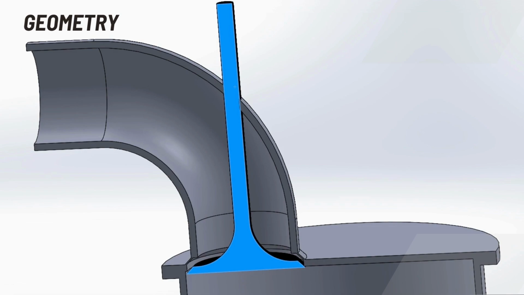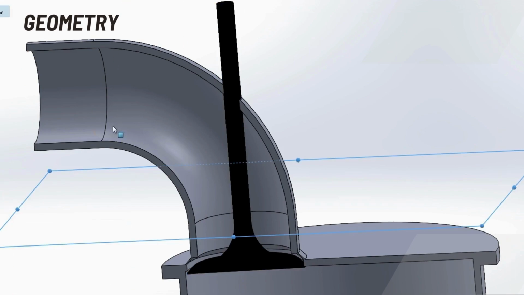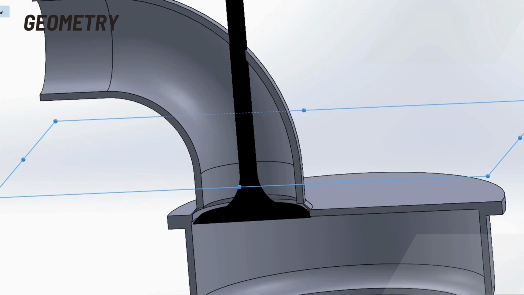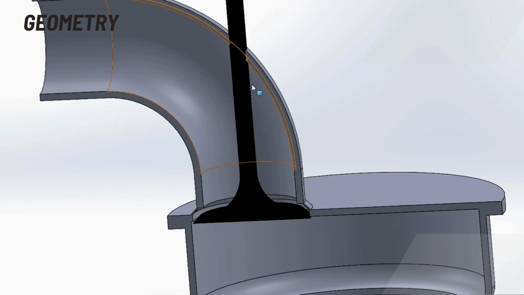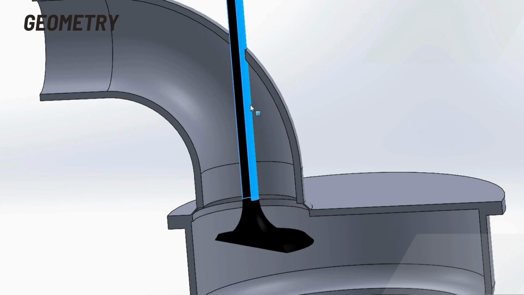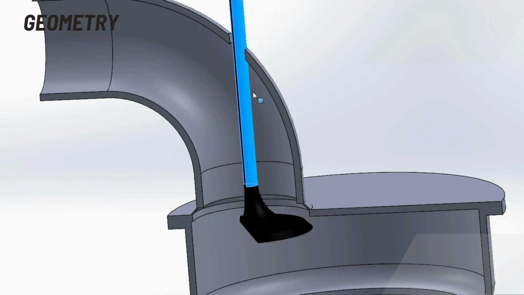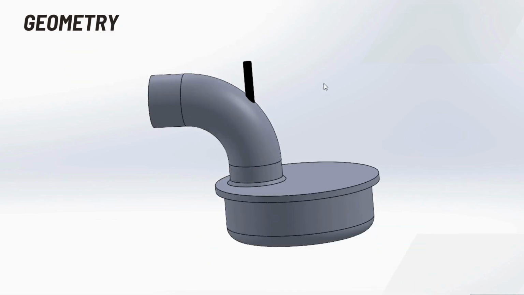Then, to set the opening position, we need to declare a reference plane which can be a reference point for the valve. The 1 mm distance refers to 25% opening, and 2 mm, 3 mm, and 4 mm correspond to 50%, 75%, and 100% opening.